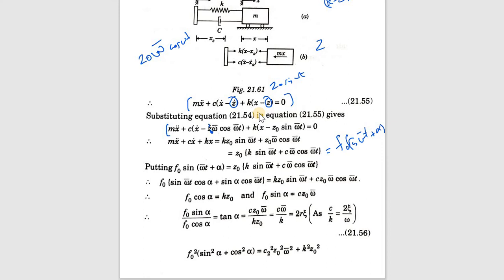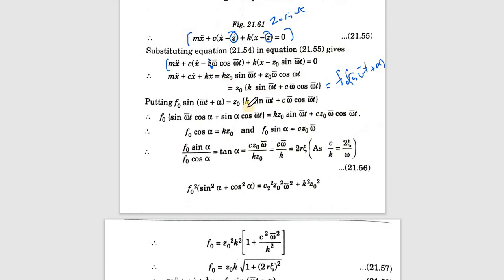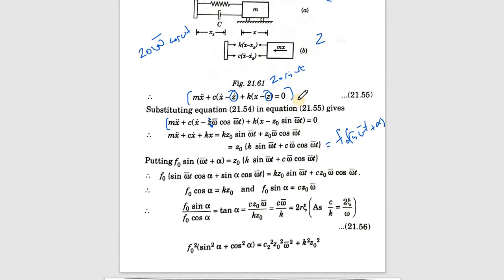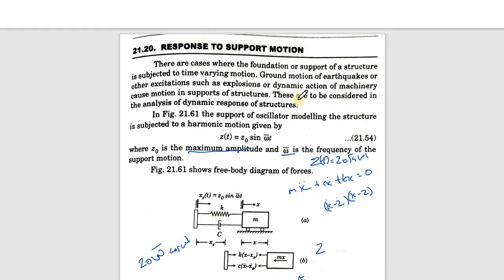So from that I can find out the constants, that is, the coefficients of cos omega dash t and sine omega dash t. So here, f0 sine (omega t plus alpha) is equal to z0 into (k sine omega dash t plus c cos omega dash t). So what we have done here, I will say it once again: now we are going to study this due to support motion.